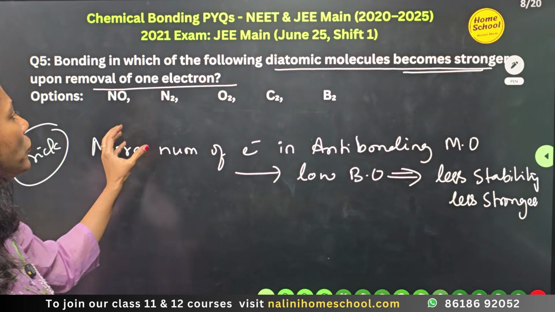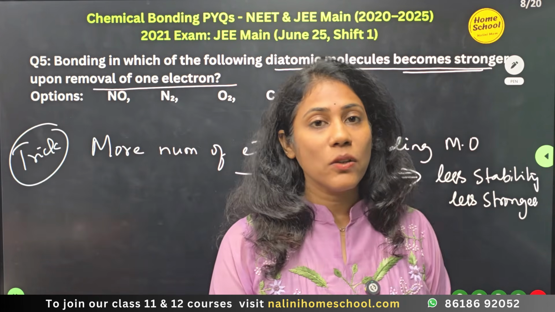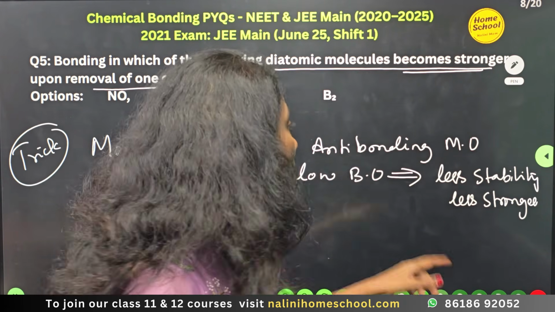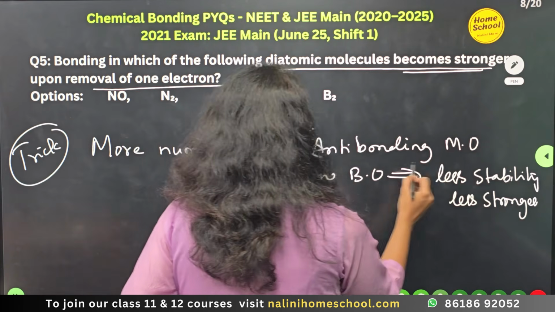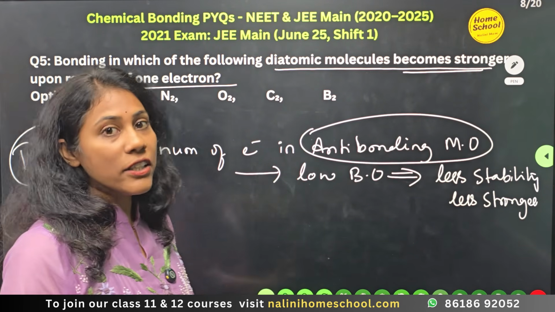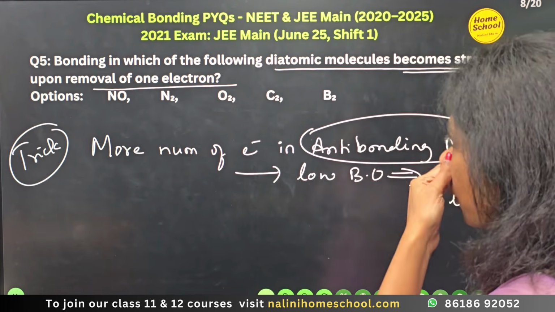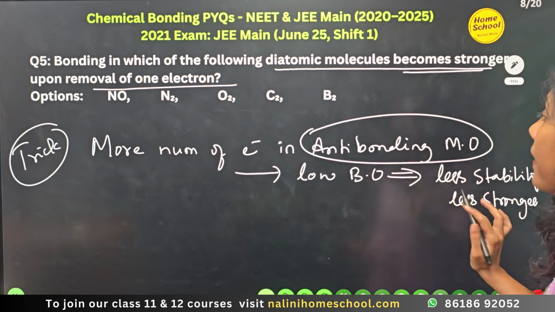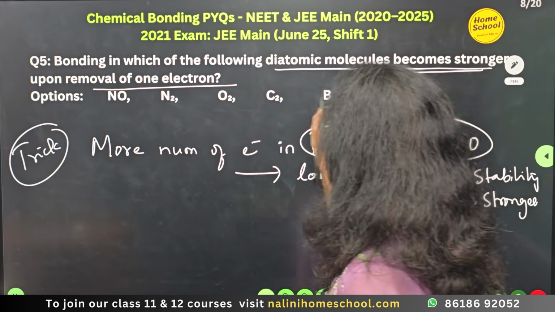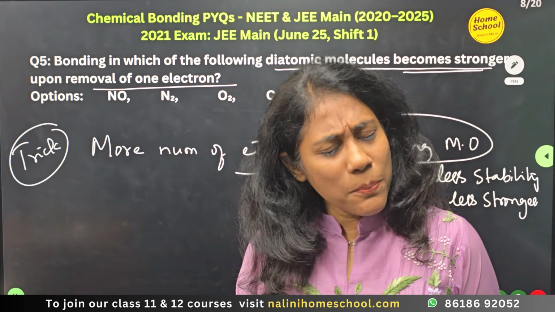So how do you know which molecule has a higher number of electrons in antibonding molecular orbitals? You will have to write the electronic configuration. Without writing the electronic configuration, you can't figure it out. That is more important, guys. Now, are we supposed to write the electronic configuration for all molecules?